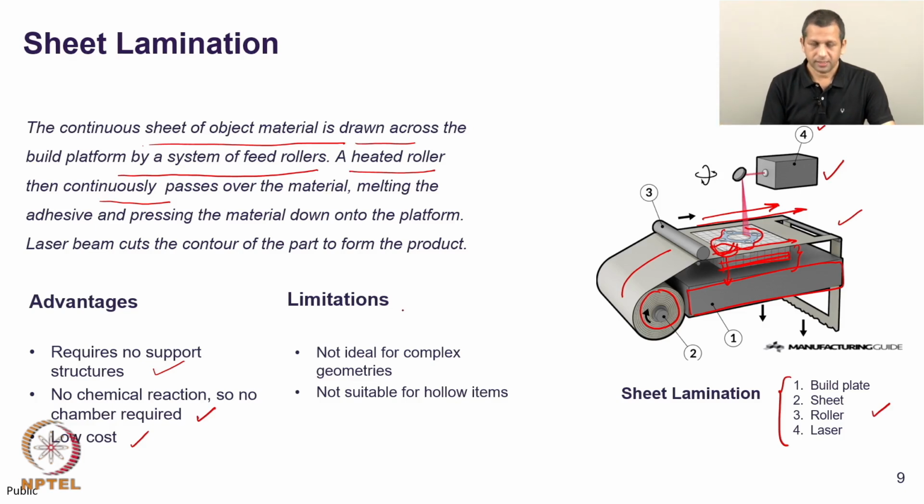However, there are some limitations. As you have seen, the primary structure that is being created is a cuboid shape. If you need to create a more complicated geometry, we need to apply laser, and the creation of hollow items is quite challenging. We will have to machine, if needed, the hollow item from this cuboid shape, which is quite cumbersome.